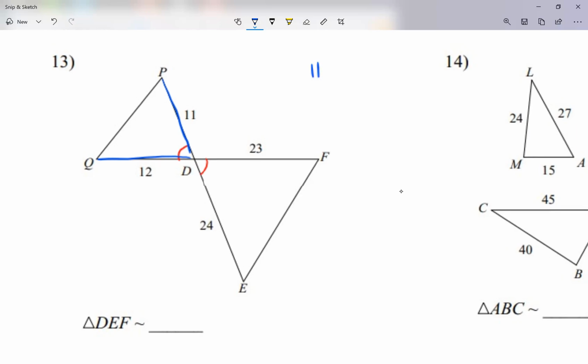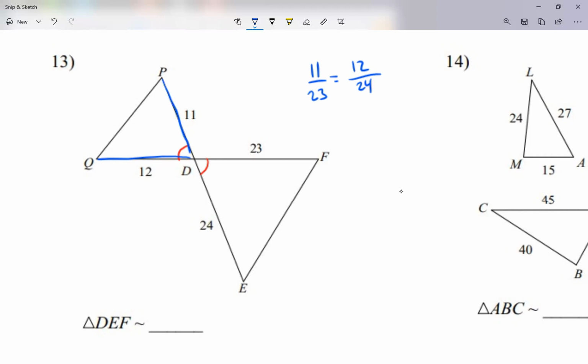Let me check. From one figure, I got the numbers 11 and 12. So 11 goes with 23 and 12 goes with 24. The small number with the small number, the big number with the big number. It seems like we're checking if these are similar. It seems I can use side-angle-side, right? Two sides and the included angle. Seems like I can do that. So let me see if these two are proportional.